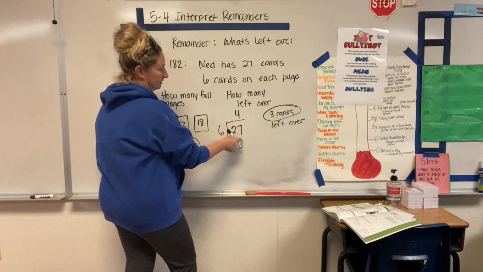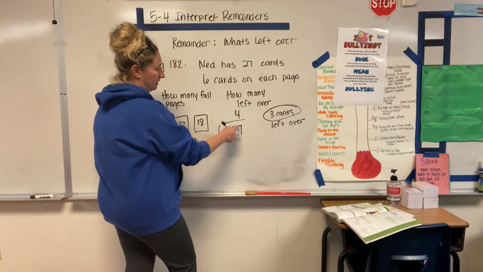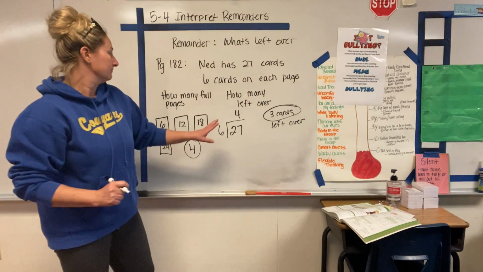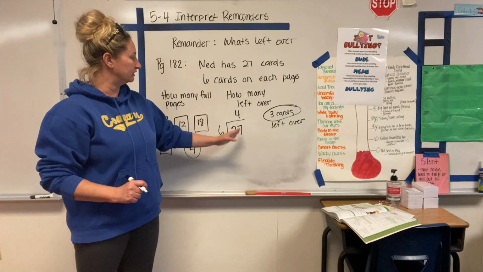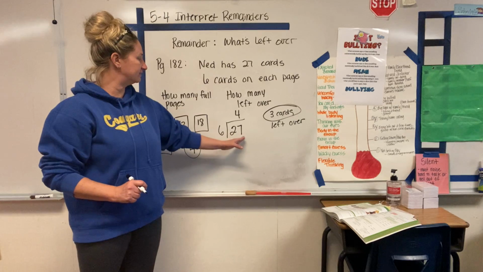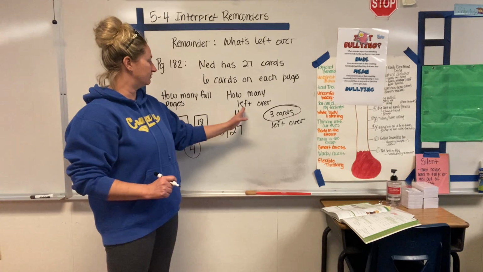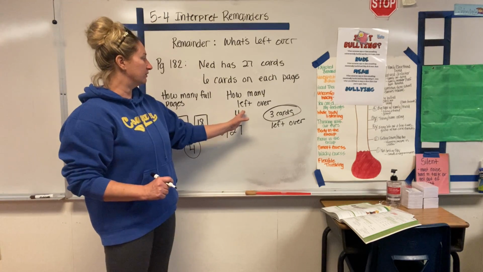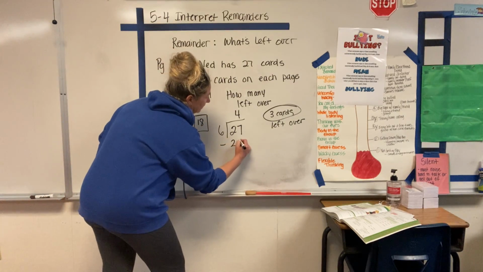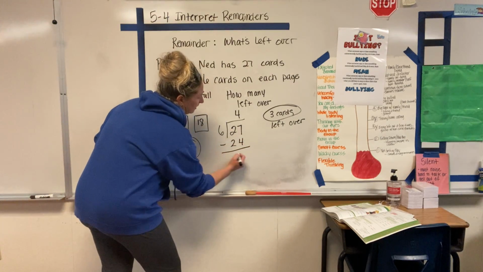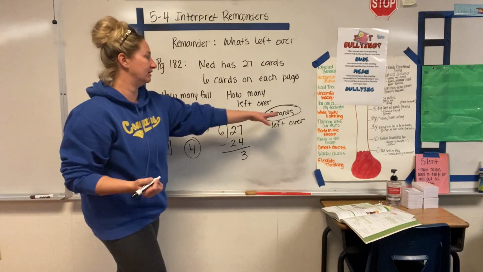You'd put it over the 7, because you're talking about the whole number. You're not just talking about the 2, so you wouldn't put it over the 2. You're talking about this whole number 27. 6 goes into 27 4 times. And then we're going to subtract the 24, so minus 24, and we get 3. That's what's left over.